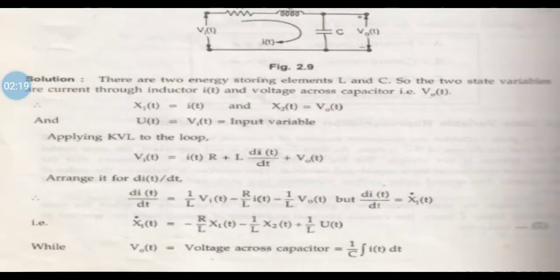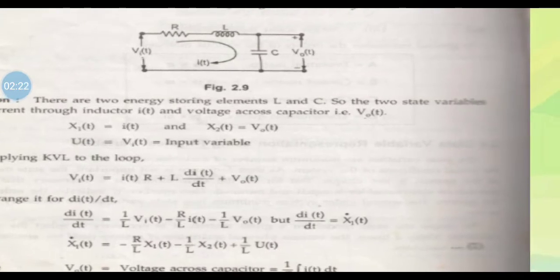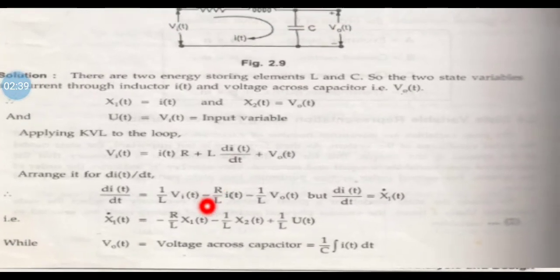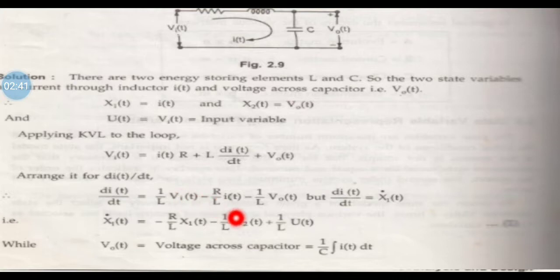So x1 dot t is equal to minus R by L x1 t. x1 dot t is nothing but di by dt, which is minus R by L I of t. What is I of t? x1 of t. So this has been written here first, minus R by L x1 t. Then 1 by L V naught t, and V naught t is x2 t. So it is written as minus 1 by L x2 t plus 1 by L u of t.